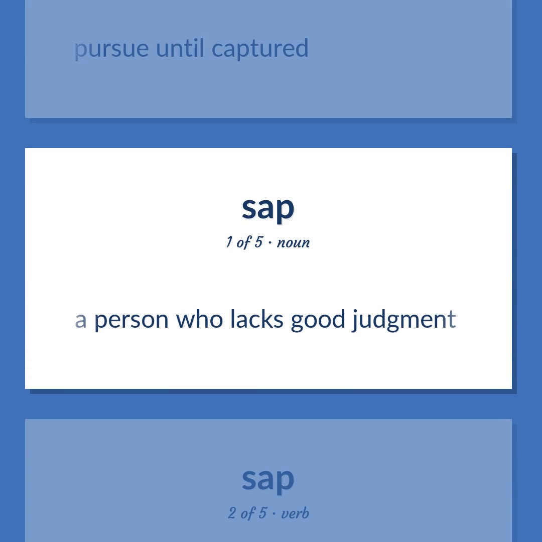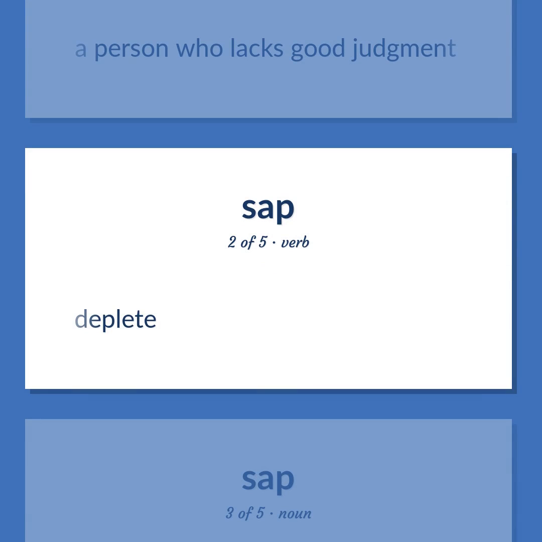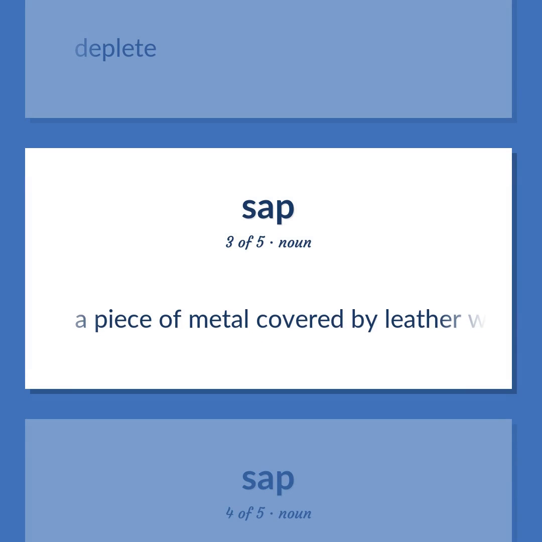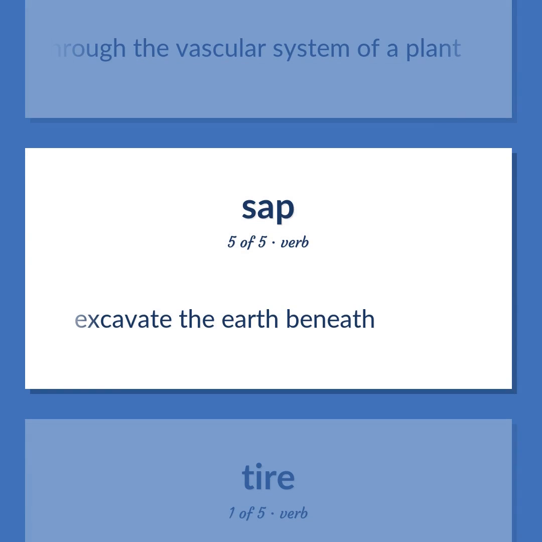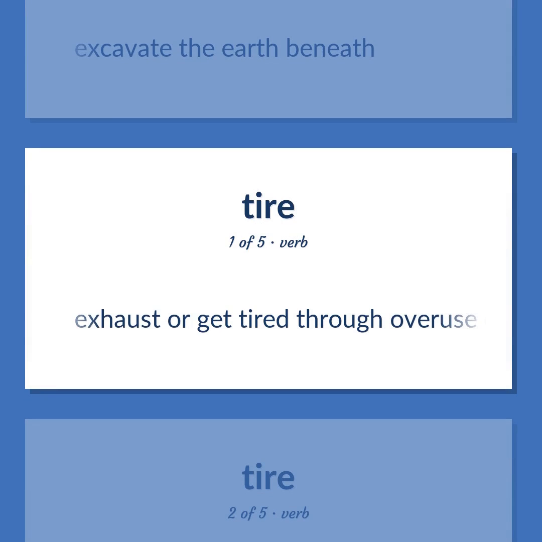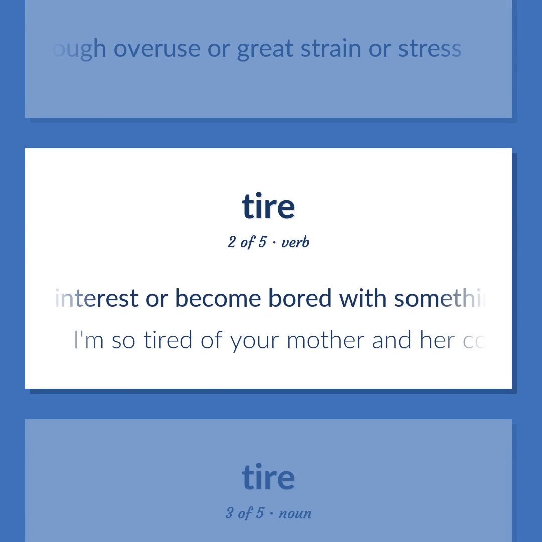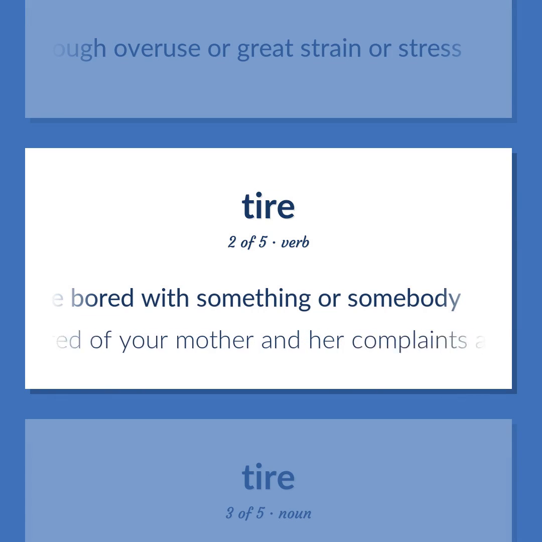A person who lacks good judgment. Deplete. A piece of metal covered by leather with a flexible handle, used for hitting people. A watery solution of sugars, salts, and minerals that circulates through the vascular system of a plant. Excavate the earth beneath. Exhaust or get tired through overuse or great strain or stress. Lose interest or become bored with something or somebody. I'm so tired of your mother and her complaints about my food.